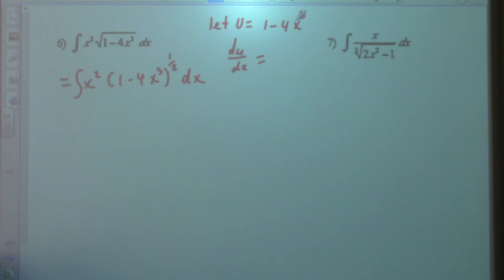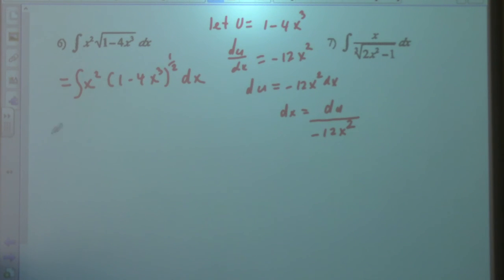And then if we take the derivative of this, we're going to get negative 12 x squared. And so du is equal to negative 12 x squared dx. So dx is going to be equal to du over negative 12 x squared. All right, so is everybody okay up to this point? Yeah. Okay.